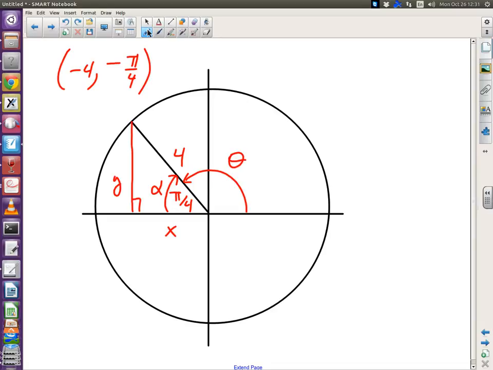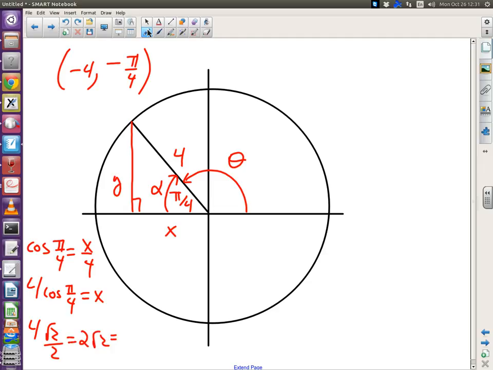What we said the last time: the cosine of pi over 4 radians is x over 4. So 4 times the cosine of pi over 4 is x, but the cosine of pi over 4 radians, or 45 degrees, is rad 2 over 2. So we get 2 rad 2 is x. And again, rad 2 is about 1.414, so twice that is 2.828 roughly. So if this is r and theta, we've converted to x and y.